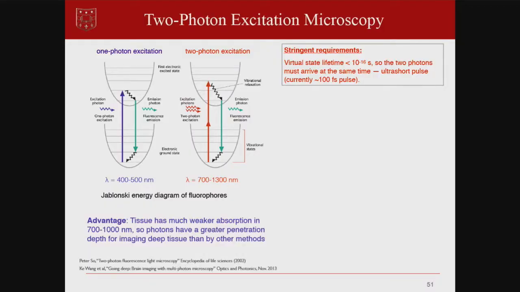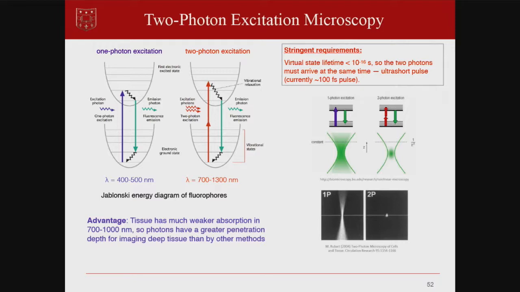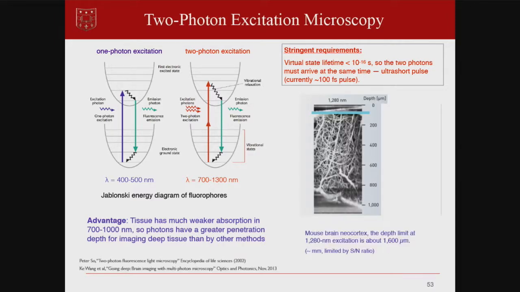And because of this very stringent requirement, people use ultra-short pulses, roughly at 100 femtoseconds. And they put in lots of independent photons with the hope that once in a while, two photons can arrive at the fluorophore at the same time. So in the end, people can use this technology to image, for example, the mouse brain.